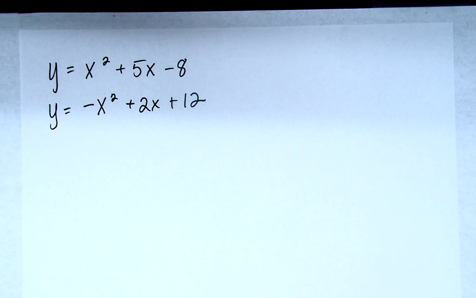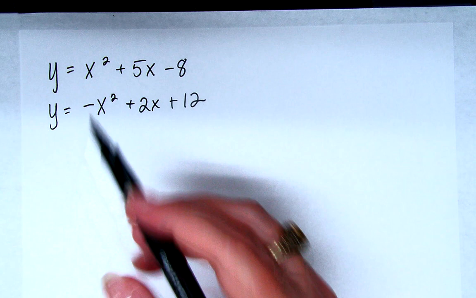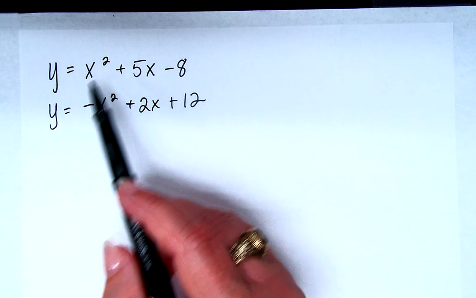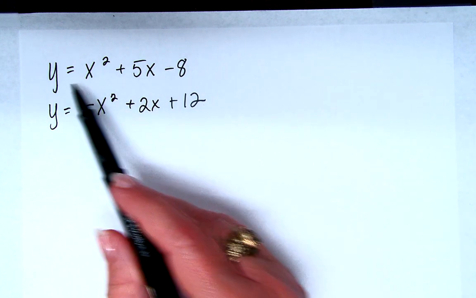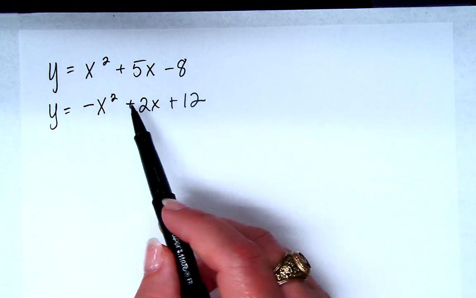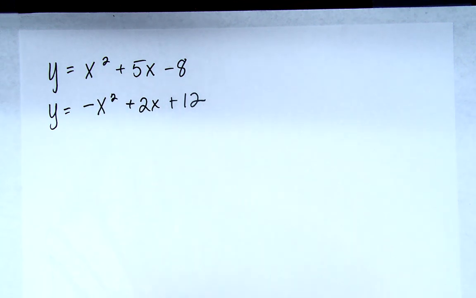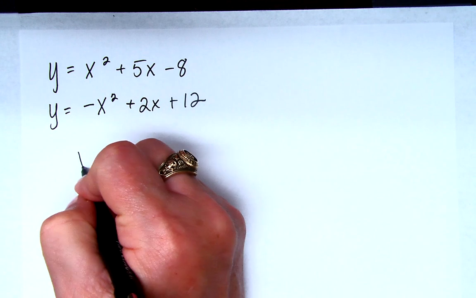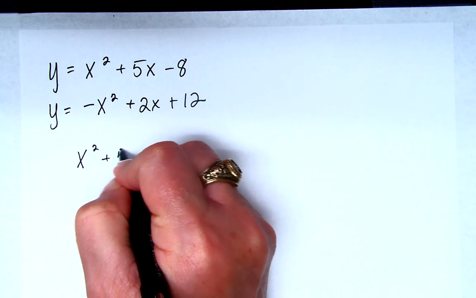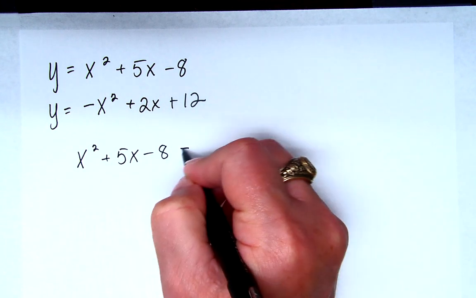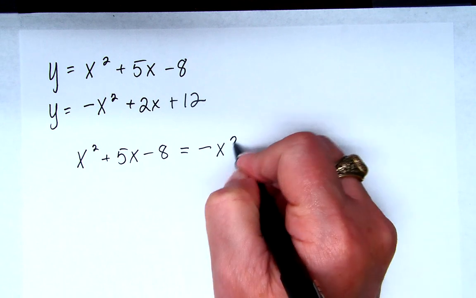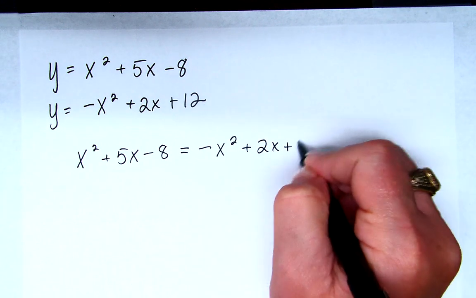Well, we don't really probably want to do elimination. We probably want to do substitution. Do you remember how to do substitution? Well, aren't these both set up y equals, y equals? If y equals this and y equals this, doesn't this equal this? Set them equal to each other? So x squared plus 5x minus 8 equals negative x squared plus 2x plus 12.